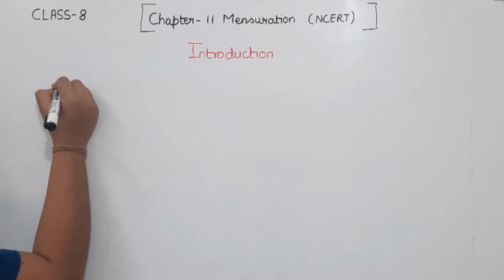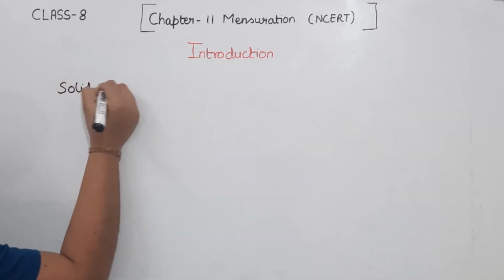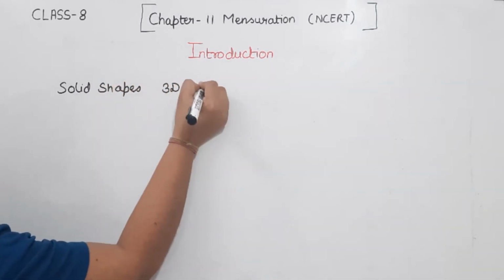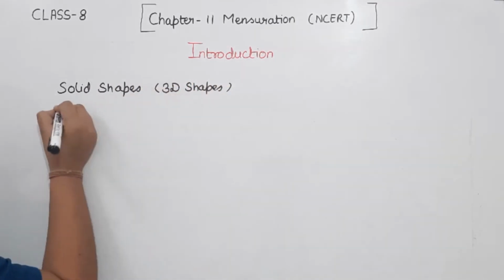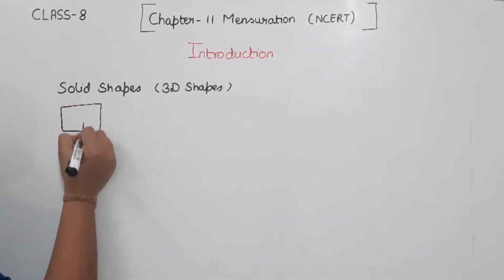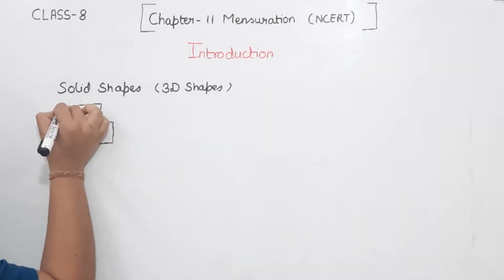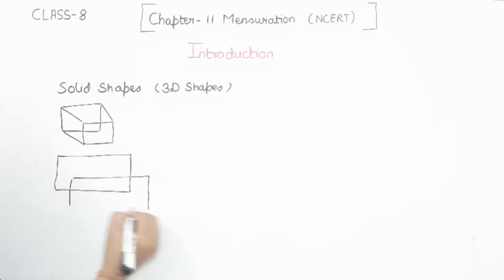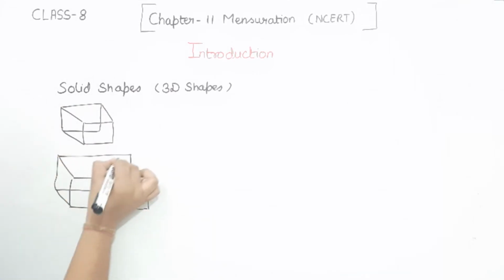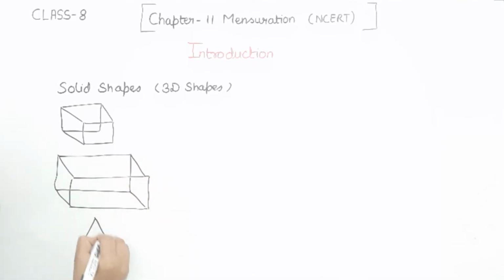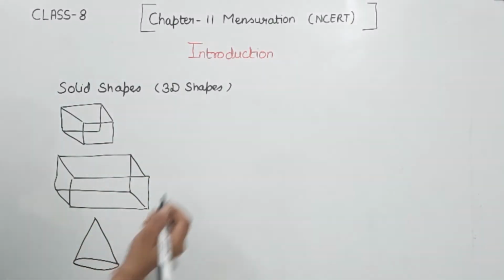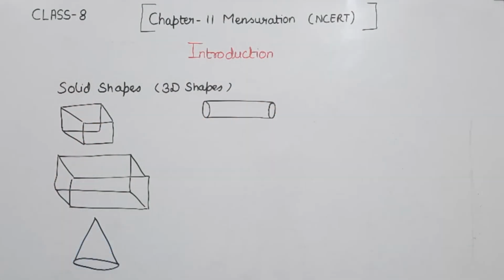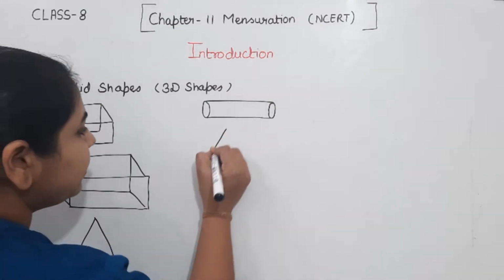Next topic we are having is the solid shapes. So we know the solid shapes are the 3D shapes. This one we are having is a cube, a cuboid, cone, cylinder, and the next one we are having is a pyramid.